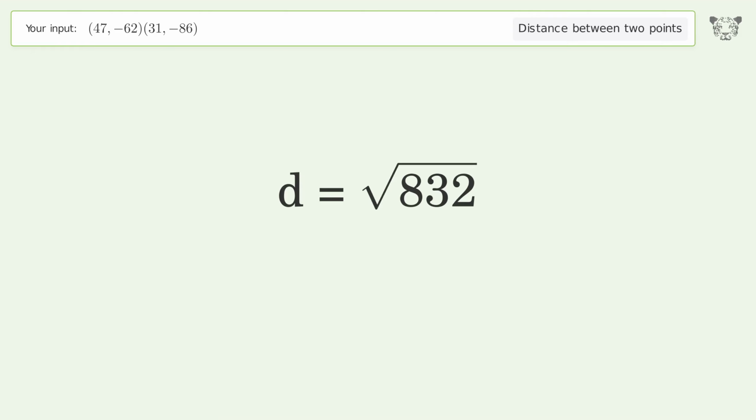And so the distance between the 2 points is the square root of 832, or 28.844.